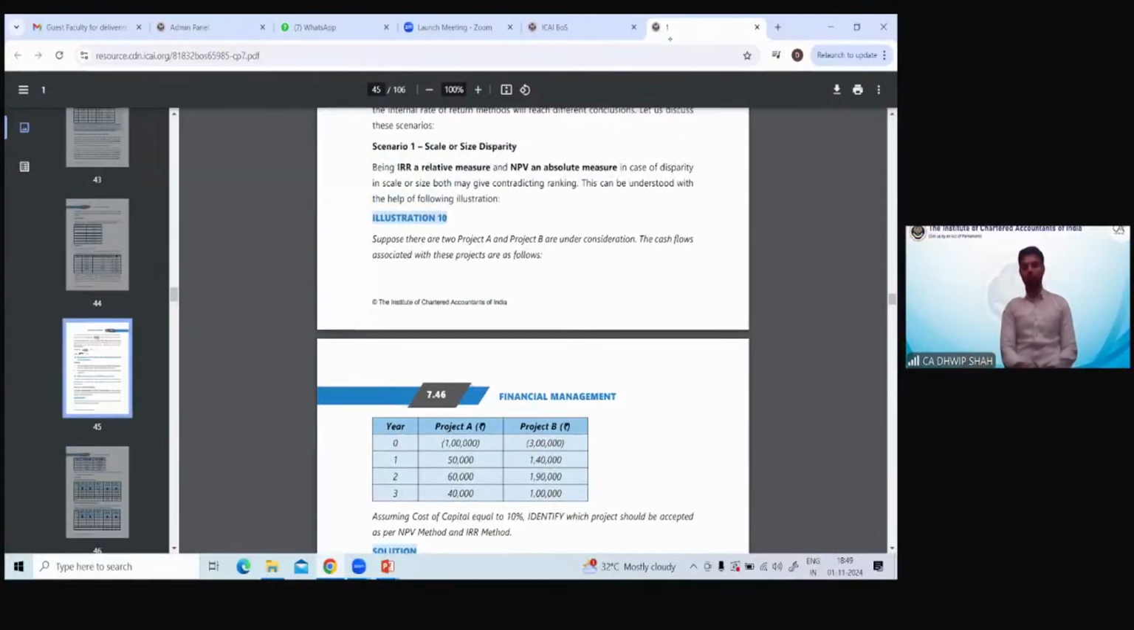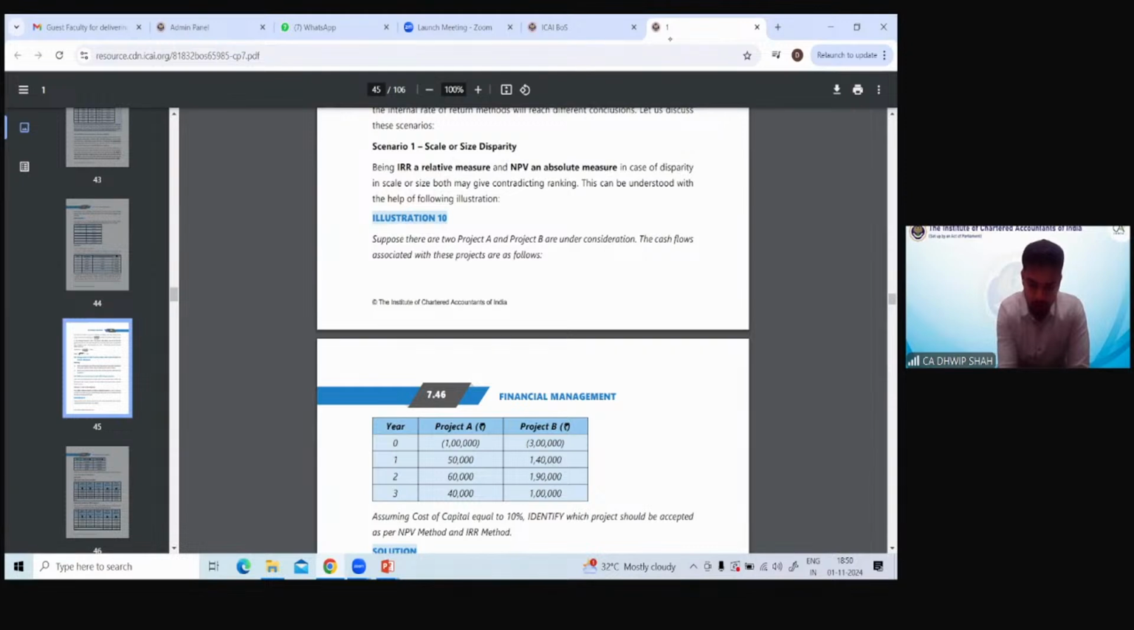Suppose there are two projects, Project A and Project B. The cash flows associated with the projects are as follows. Project A, a negative 1 lakh. Negative means outflow, negative means initial investment. So the size of Project A is 1 lakh and the size of Project B is 3 lakh. 3 lakh is the initial outflow. The bracket means negative, and negative means outflow.